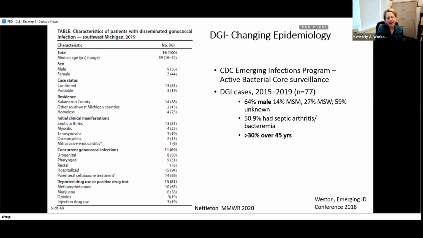And in my own backyard, we started to see an increased amount of disseminated gonorrhea, and talked to folks at CDC conducting the Emerging Infections Program, and now have embedded population-based surveillance for disseminated gonorrhea. This was the report. We had found 77 cases in the past number of years. Some of the epidemiology complements what was seen in Michigan, which is mostly male. And what is really interesting is that 30% of these individuals were over the age of 45. Most of them are having similar presentations with either septic arthritis or the tenosynovitis dermatitis syndrome.